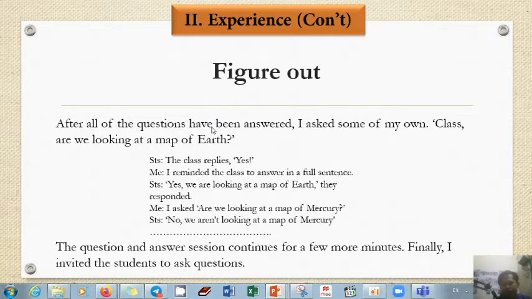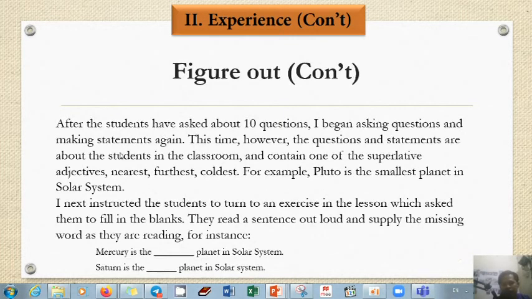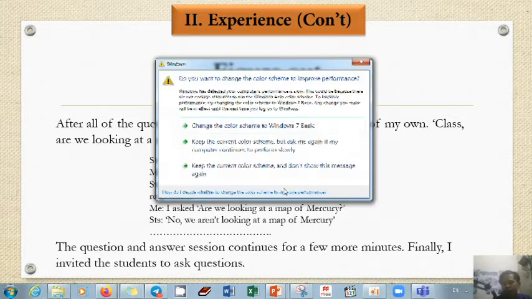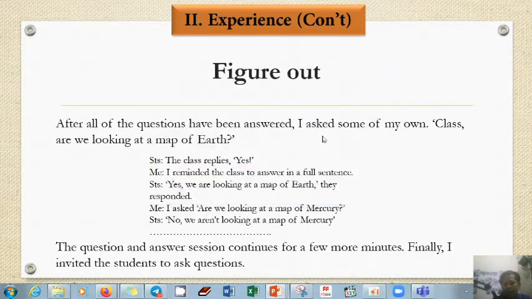After all the questions have been asked and answered, I ask some of my own. Class, are we looking at the map of Earth? And the students say yes. And I remind the class to answer in a full sentence, not say only yes. And the student changes to say, yes, we are looking at a map of Earth. Okay, and then I ask them, are we looking at the map of Mercury? And they say, no, we are not looking at the map of Mercury.